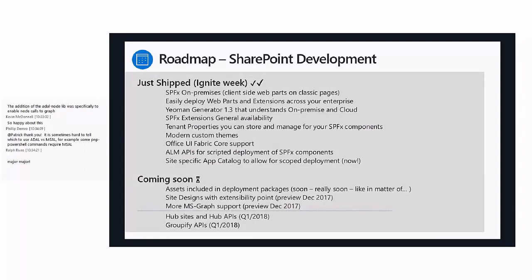Quickly, just to iterate where we are from a SharePoint development roadmap perspective. The title is "just shipped." Around Ignite week or after, we shipped quite a lot of functionality, and the latest one is the site-specific app catalog, which is now allowing scoped deployment. It is available today globally. So you're able to use and enable that in your site collections.